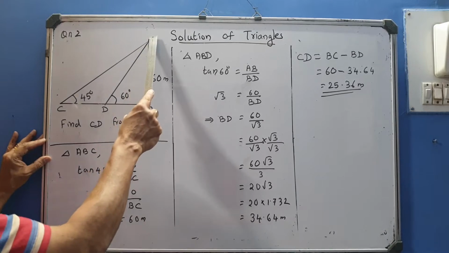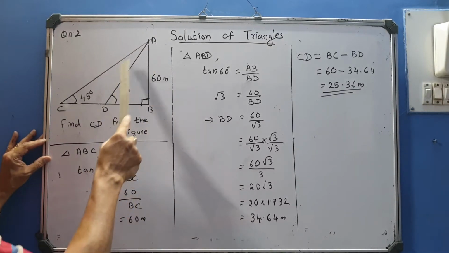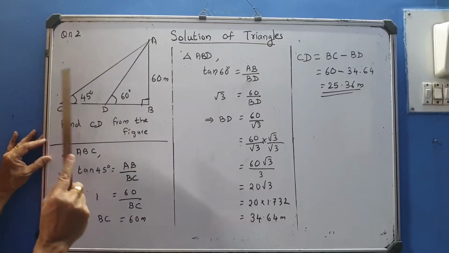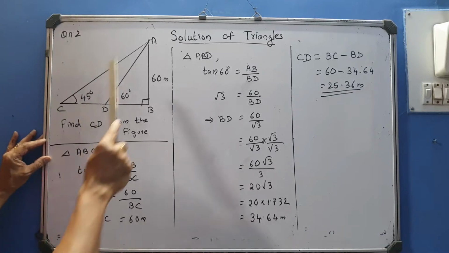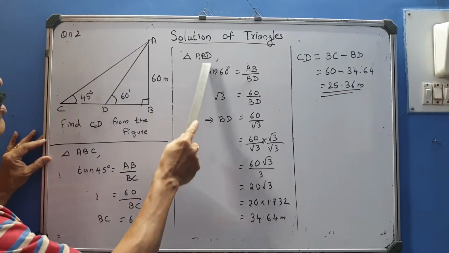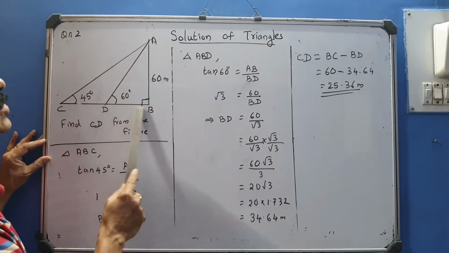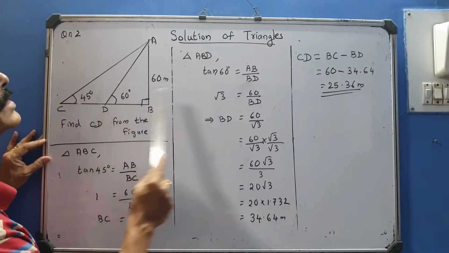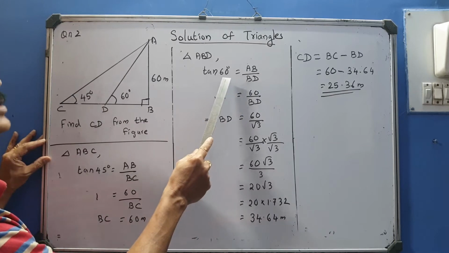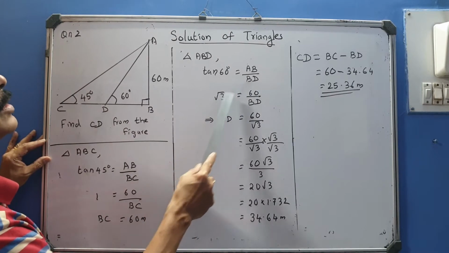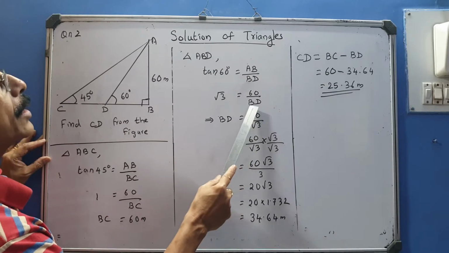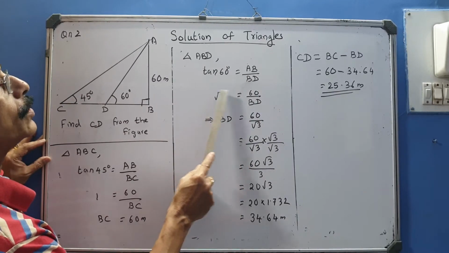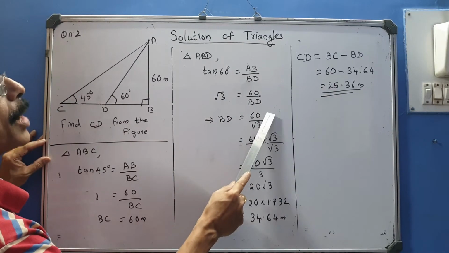Now coming to the triangle ABD. We can't take the triangle ACD again, because it's not a right-angled triangle. Take the triangle ABD. In triangle ABD, tan 60 again is opposite by adjacent. Opposite is AB, adjacent is BD. But we know that tan 60 value is root 3. Root 3 is 60 by BD. Cross multiply, BD goes here, root 3 comes down. So BD is 60 upon root 3.